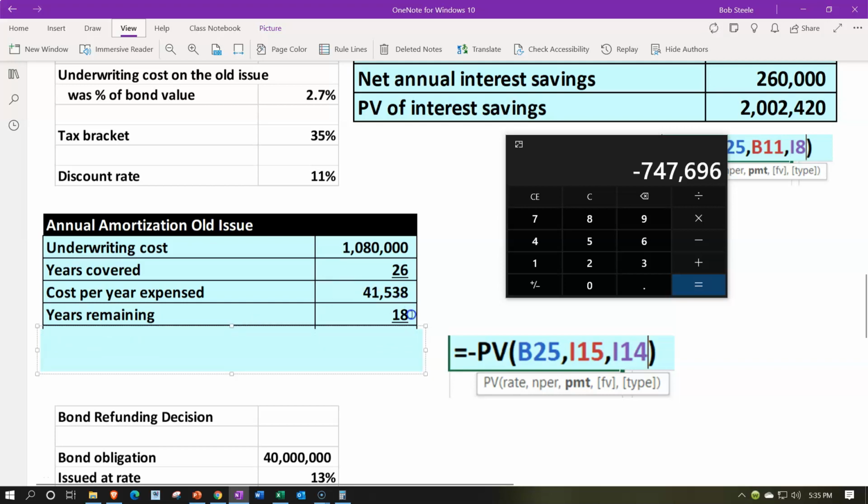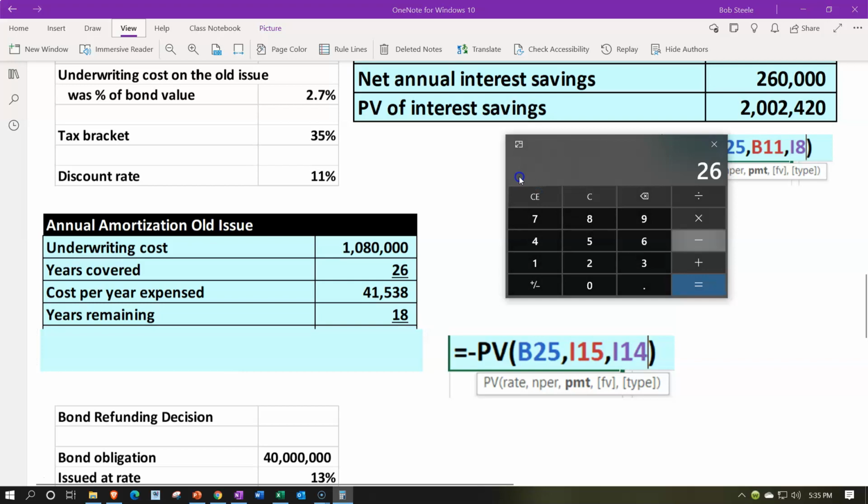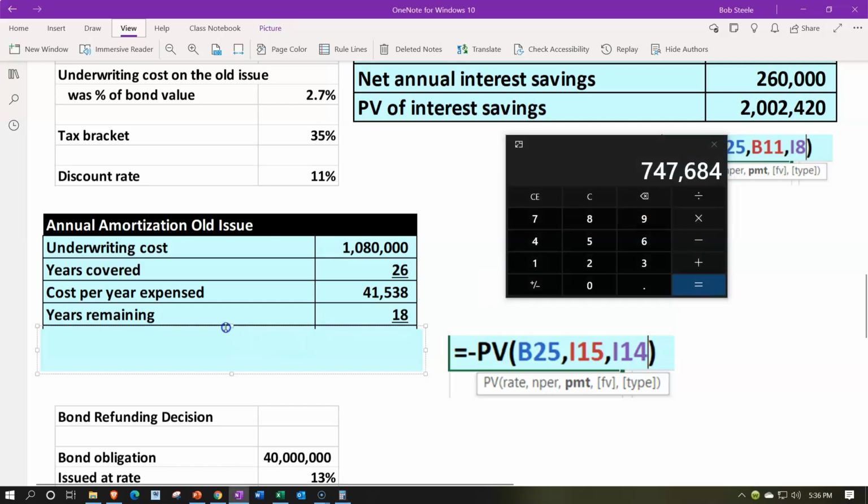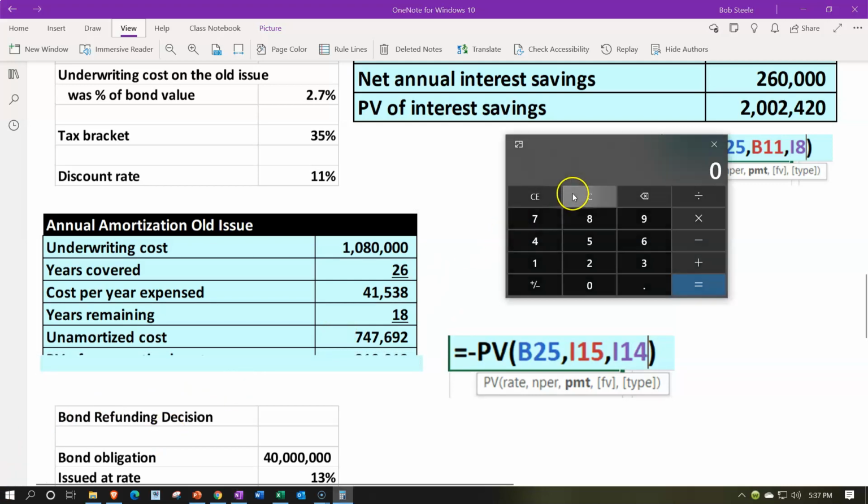Or in other words, you can take then the 41,538, which has 18 years that have not yet been used up. In other words, we had 26 years minus 8 years have passed, 18 years left, times the yearly rate, times the 41,538, gives you once again the 747,684 about. There's rounding involved here. So that then would be the unamortized cost.